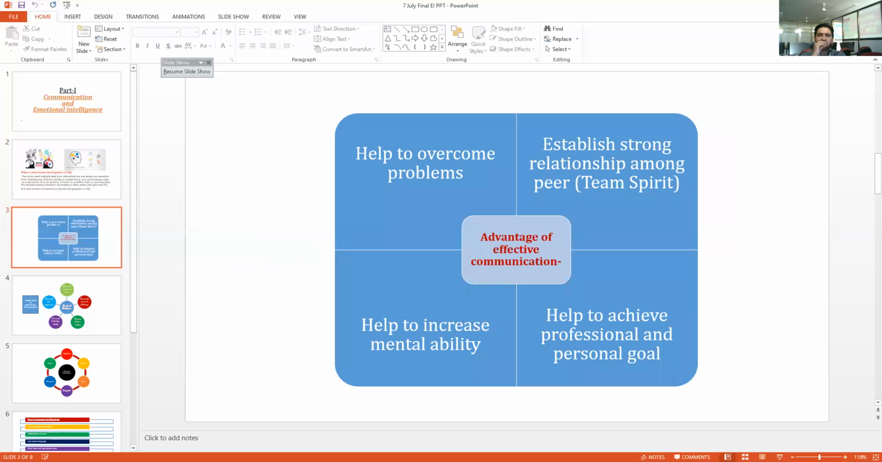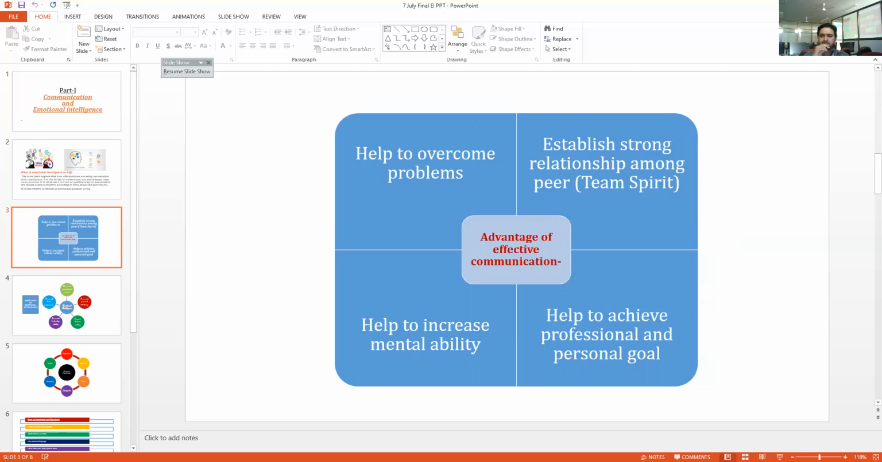Now we'll see the next slide. It is all about the advantages of effective communication. Basically there are four types of advantages: establishing a strong relationship among peers, helping to achieve professional and personal goals, helping to increase mental ability, and helping to overcome problems. Establish strong relationships: if you are showing emotional intelligence, definitely you are going to establish a very good relationship among your friends and your peer group, because this is the way you are able to understand your friends.